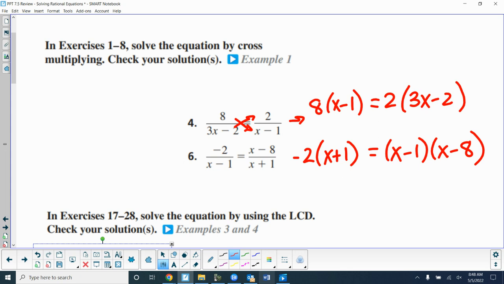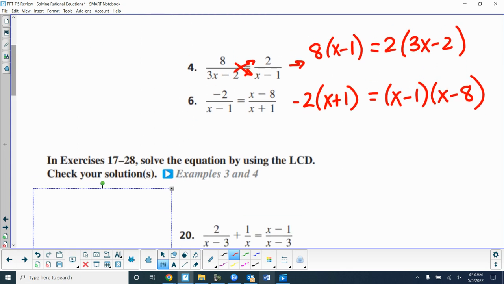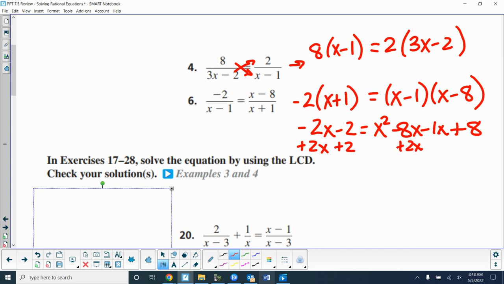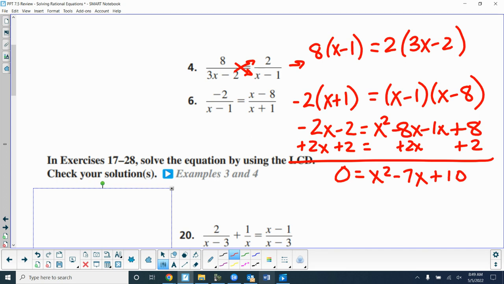So I'm going to distribute the negative 2. So I get negative 2x minus 2. And that FOIL here, x squared minus 8x minus 1x plus 8. So I've got that x squared on the right. I'm going to leave it over there and make my 0 on the left. So I'm going to add the 2x and the 2. So I got 0 here. I got the x squared. I got negative 8 and negative 1 is negative 9 plus 2 is negative 7. And then 8 plus 2 is 10. And again, those cancel over there, right?